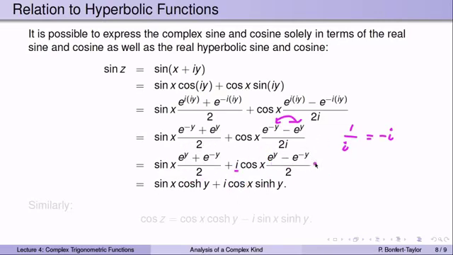Or you could also leave it the way it was in the previous line if you don't like to use sinh and cosh. That is another way of evaluating sine of z in terms of purely real valued functions, namely the sine of x and cosine of x, and the exponential function of y and minus y. Similarly, you can find that cosine of z is cosine of x cosh y minus i sine of x sinh y.